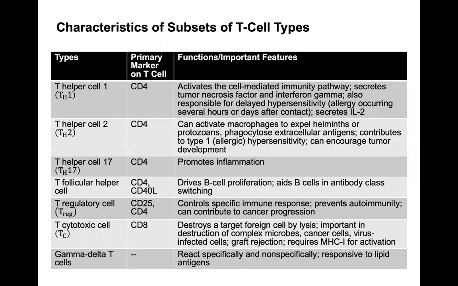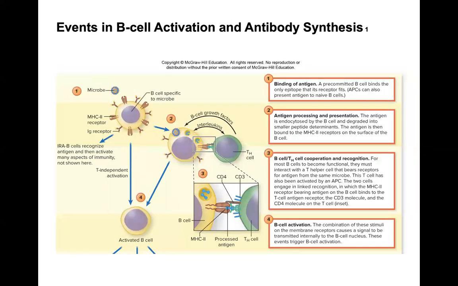Okay. And here are the characteristics of the different types of T cells and their functions. So the events in B cell activation and antibody synthesis: the first thing that has to happen is you have to bind the antigen. You already have a pre-committed B cell that binds only to the particular antigen that fits that receptor. Antigen presenting cells can also present the antigens to the naive B cell.